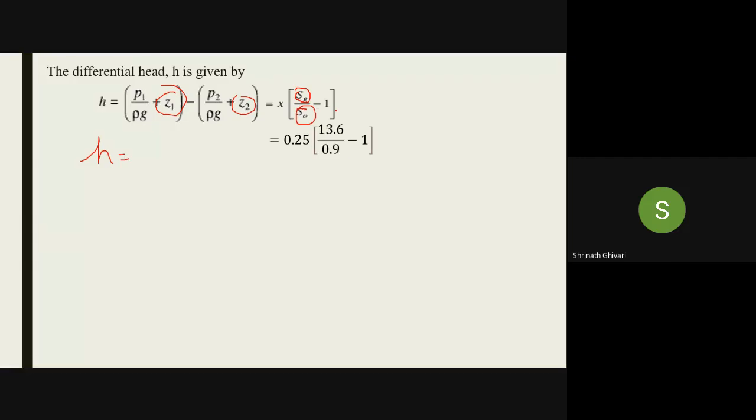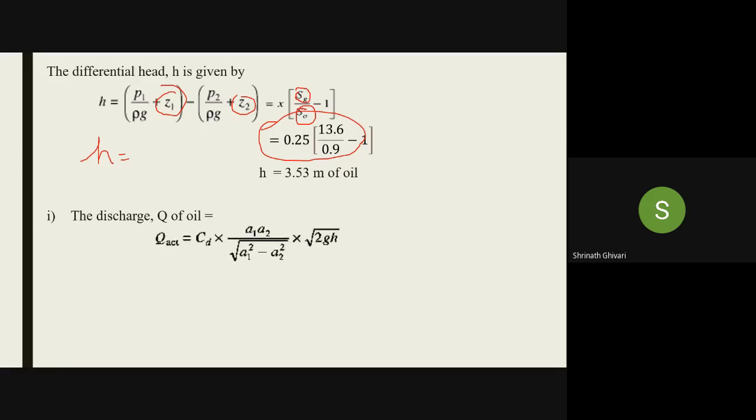So what is the answer for this? Calculate this part first. I got 3.53 meter of oil. H is this much. Now, the discharge of oil is given by this expression. You have got all the values: Cd 0.98, the areas A1 and A2, A1 square minus A2 square, and the H value. Substitute and tell me the answer for Q actual.